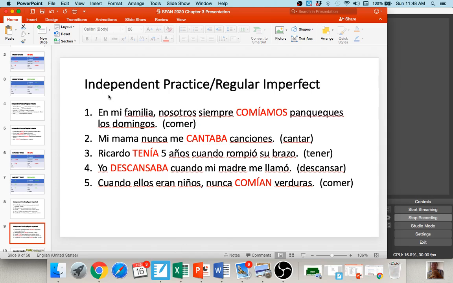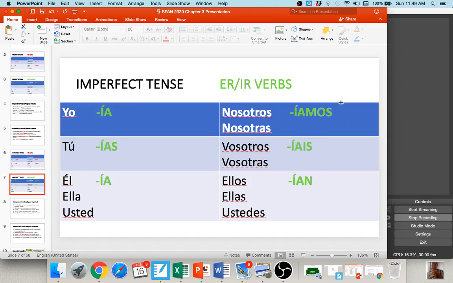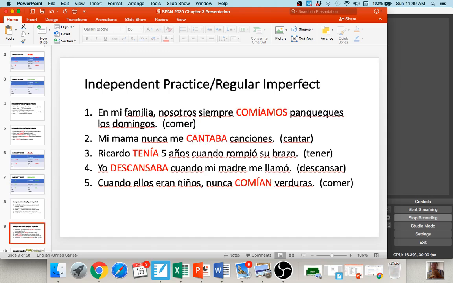With number 1, it says that en mi familia, nosotros siempre comer panqueques los domingos. So in my family, we always used to eat pancakes on Sundays. If we take the verb comer here, an ER verb, chop off our ER, we're going to use our nosotros ending of íamos, so you should end up with comíamos. We used to eat pancakes.